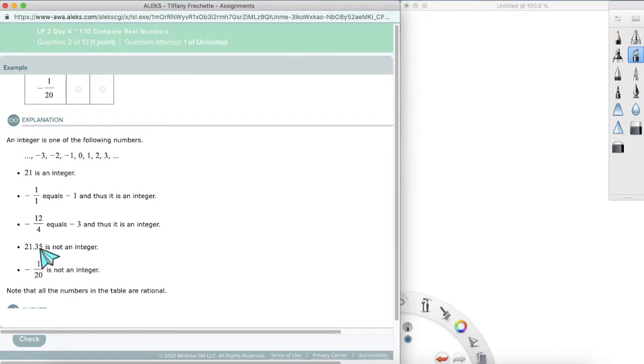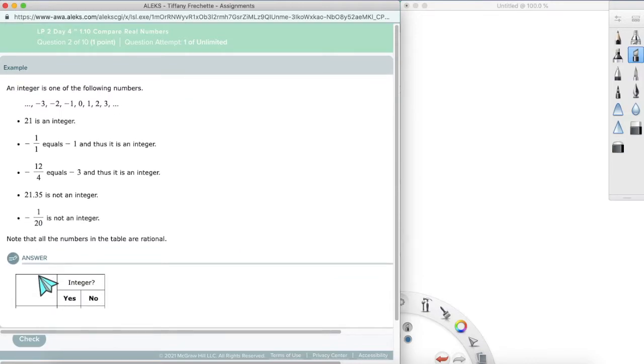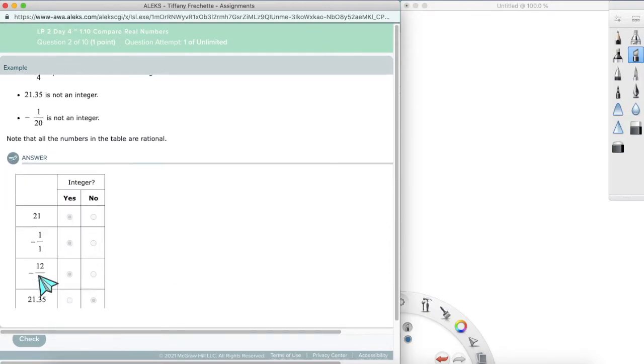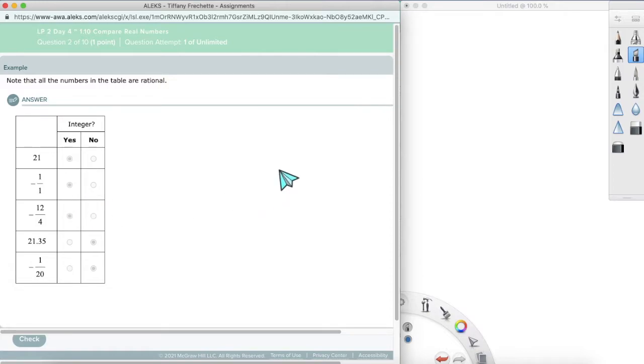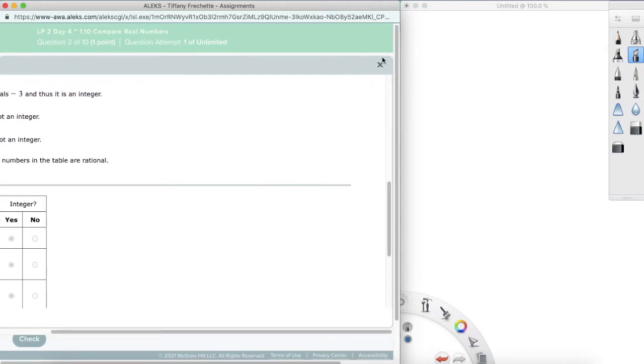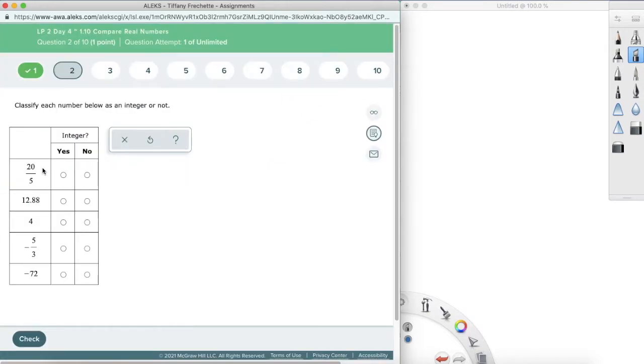We have 35/100ths. We don't want that. And same thing with this. If I did 1 divided by 20, I'm definitely going to get a decimal there. So we're looking for non-decimal numbers. So we just go through and we click yes or no. All right. So with this one, 20 divided by 5, well, that's 4. That works. I see a decimal place here. We don't want any decimal places. So I'm going to go ahead and click no there.